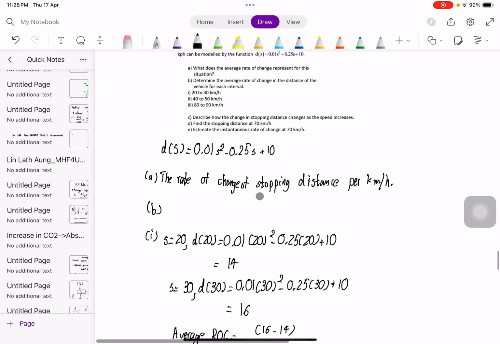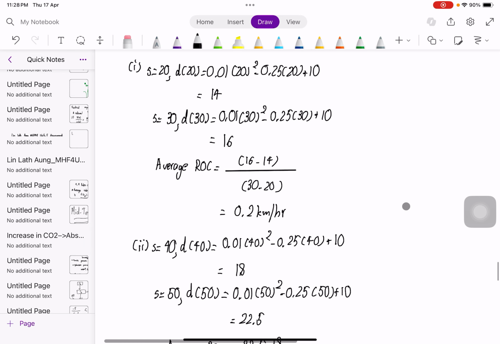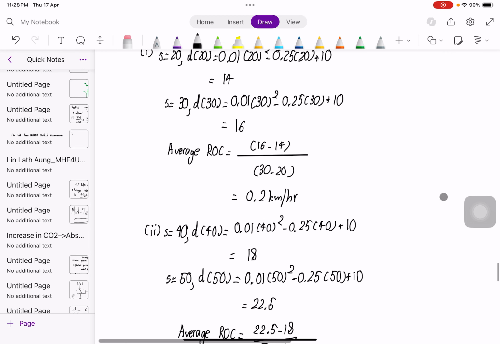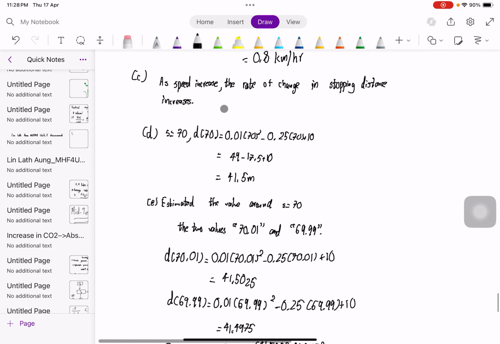So moving on to number 6, what does the average rate of change represent? It is the rate of change of stopping distance, as you can copy here, in kilometers per hour, as the unit shows. And as usual, I found the average ROC respectively here, here, and here.